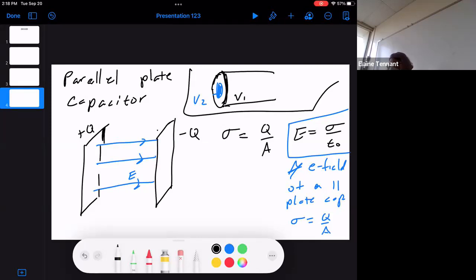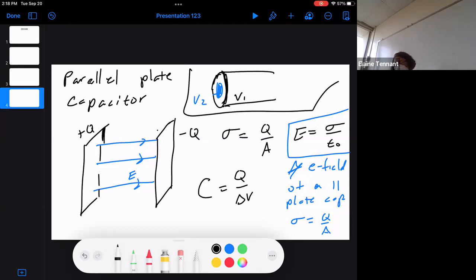Excellent. Okay, now we can definitely use all of this and think of the capacitance in terms of the charge on the plates divided by the voltage between the plates. And that would tell us the capacitance of this parallel plate capacitor.